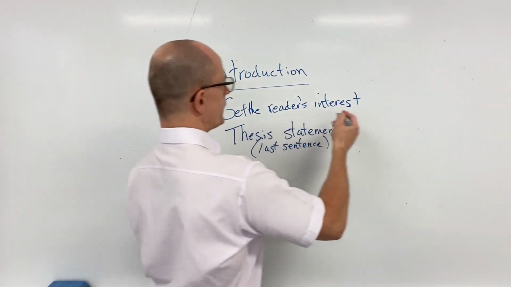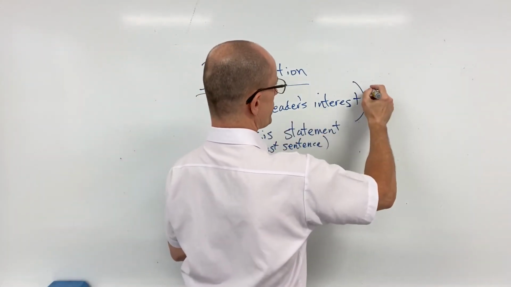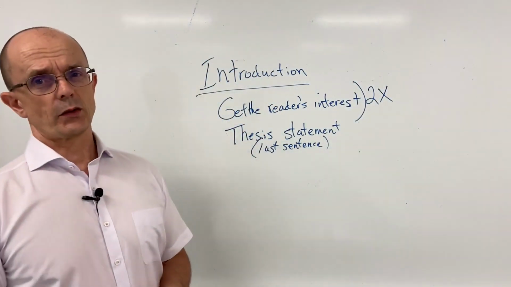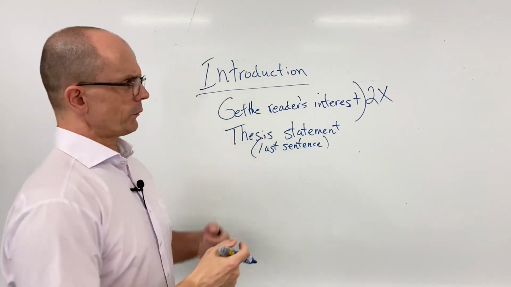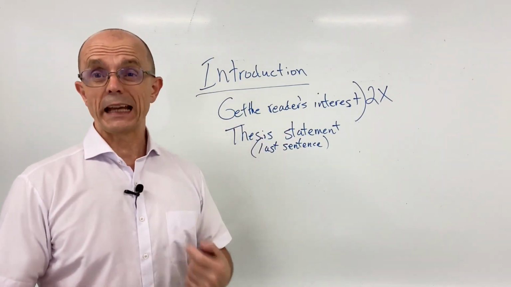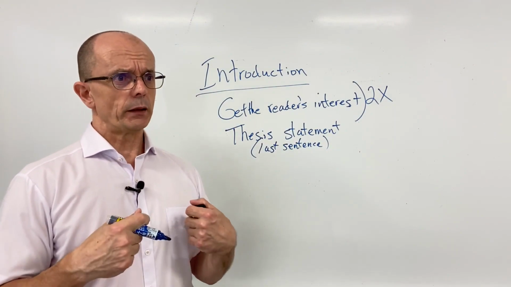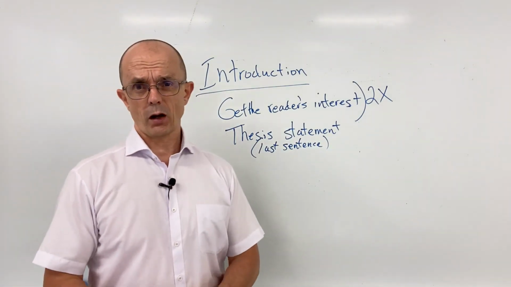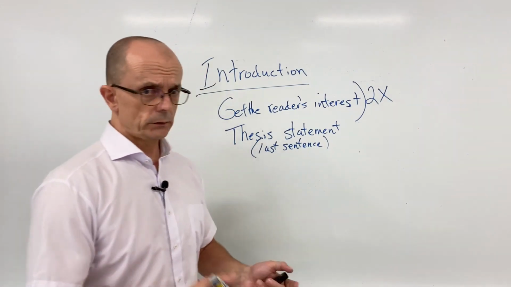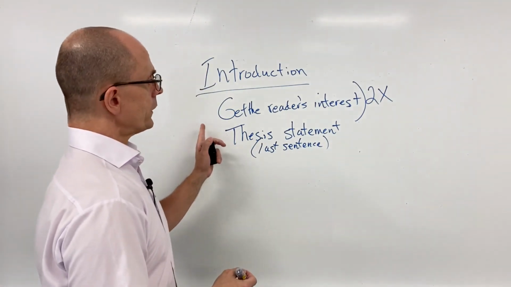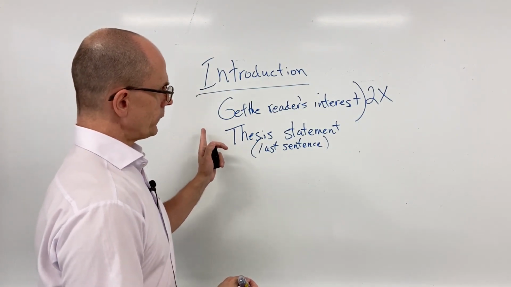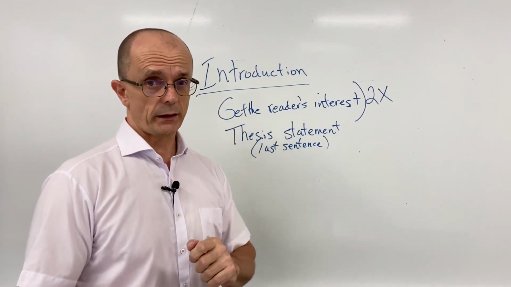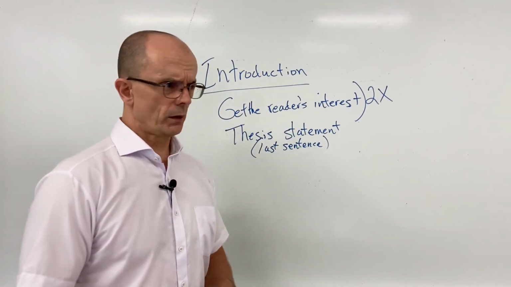Typically, for our essays, we're going to use at least two techniques. We can use more than two techniques for getting interest, but two is usually enough. A thesis statement is usually a fairly long, a little more complex sentence, as you saw. So it's not enough sometimes to just use one get-interest technique and then, bam, here's my thesis statement.